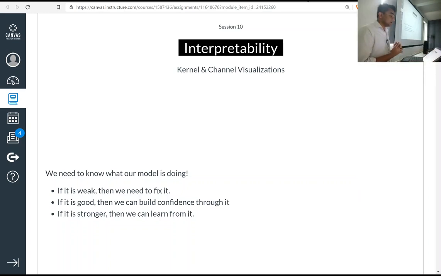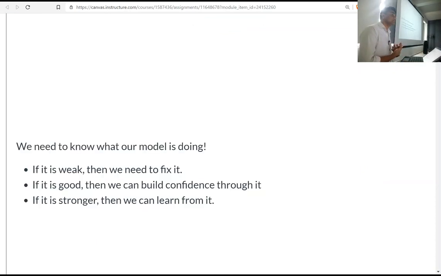Okay, now interpretability. Now we are talking about kernel and channel visualization. It's slightly different from what you find online. When you find online, you're not looking at the kernels. Now we need to know what a model is doing, right? If it is weak, we'd like to make it better. If it is good already, then we have confidence and we can use it. And if it is better than humans, then we can actually get insights from this model.